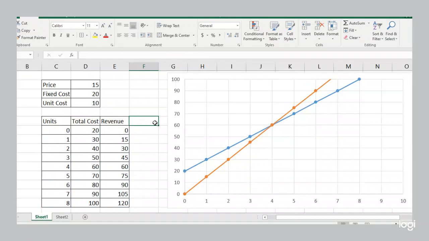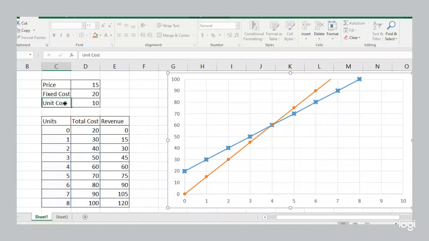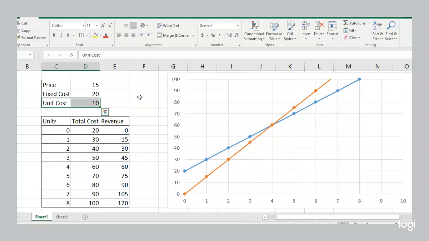Okay, this is how much money is brought in. Now notice the revenue line is steeper because our price is 15. For every additional unit, revenue brings in an additional $15. Whereas our blue line is not as steep because the unit cost is 10. For each additional unit, we're spending an extra 10, not an extra 15. So it's not as steep of a line.